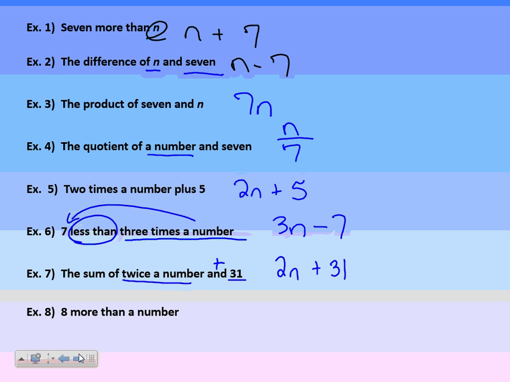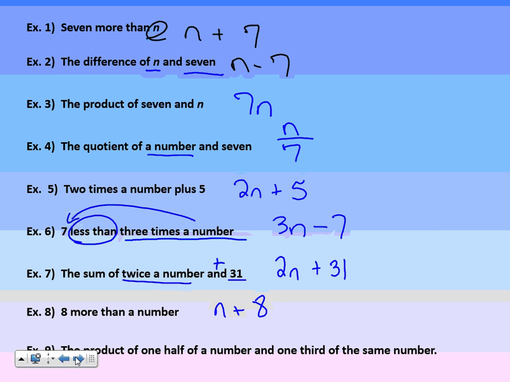8 more than a number. Properly, the best way would be to say n plus 8, backwards, right? But if you said 8 plus n, it'd be okay because it's addition. Same thing. Okay? Last one.